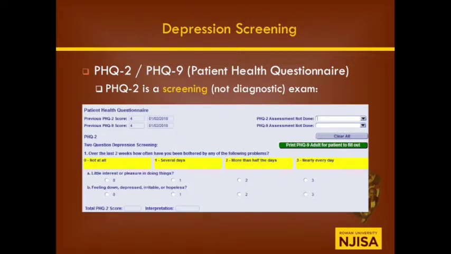So the first question is little interest or pleasure in doing things. The second question is feeling down, depressed, irritable, or hopeless. And the scores are 0, not at all, 1, several days in the last 2 weeks, 2, more than half the days of the last 2 weeks, or 3, nearly every day. And depending on what that score is, that will determine whether or not you need to do the PHQ-9.